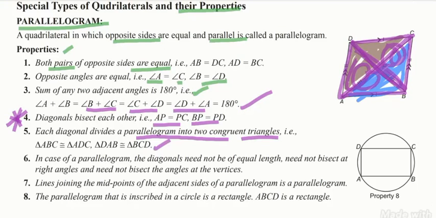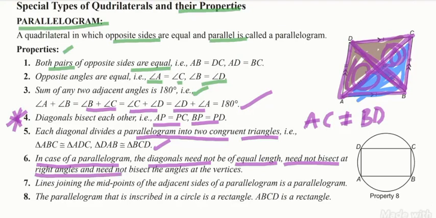Next one, in case of a parallelogram, the diagonals need not be equal in length. Means AC is not equal to BD, no need to be equal. The diagonals need not bisect at right angles. The angle between the two diagonals is not a right angle. They need not bisect the angle at the vertex. Here also no need.